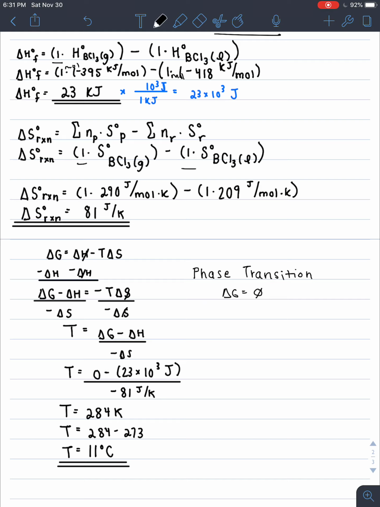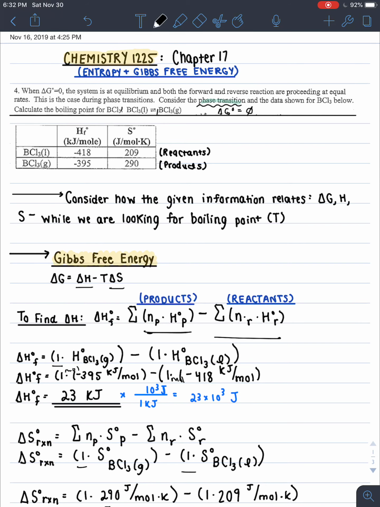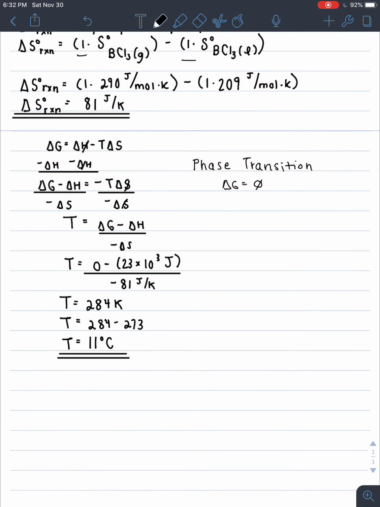Note, make sure all your numbers are in the same units, and we divide that by negative delta S, which we calculated to be 81 joules per Kelvin. So we divide it by negative 81 joules per Kelvin. This gives us an answer of 284 Kelvin, but applying a quick conversion, we subtract 273, which gives us a temperature of 11 degrees Celsius.